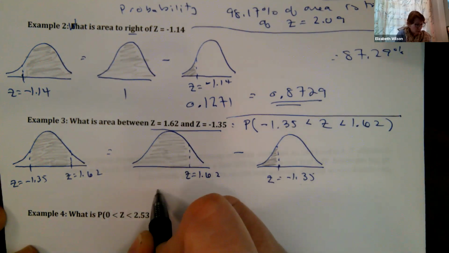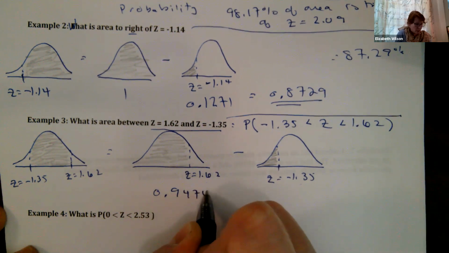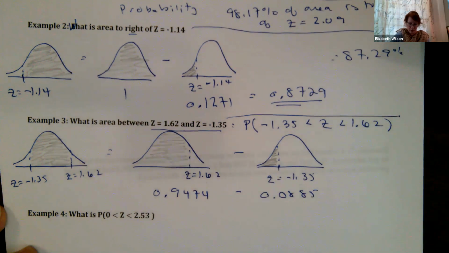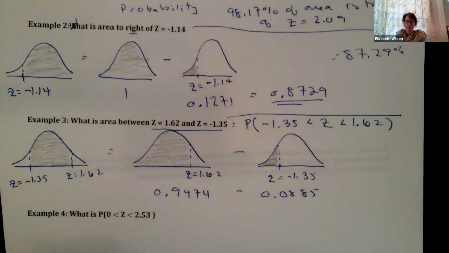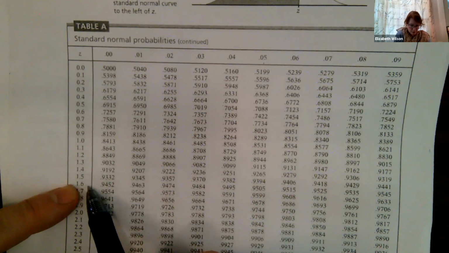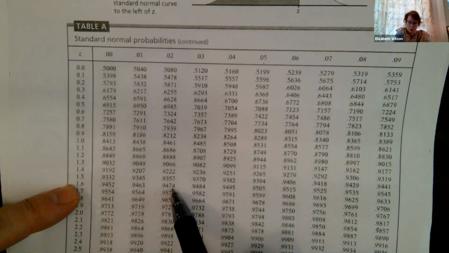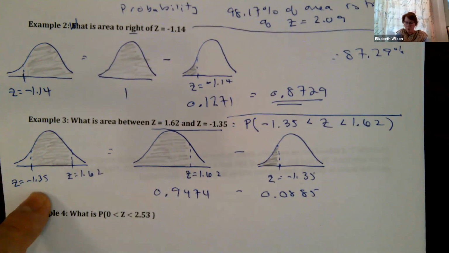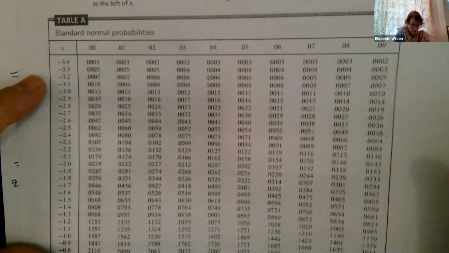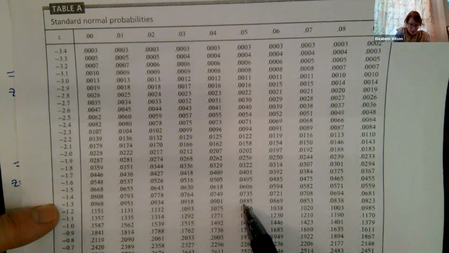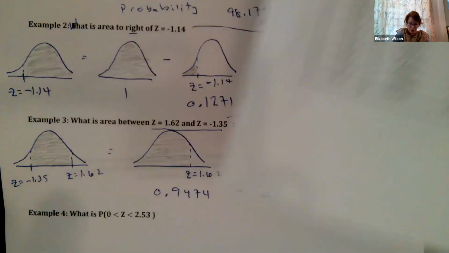So this one is 0.9474 minus 0.0885. Okay, right, so for 1.62, remember, I go here, I go 1.6, right here, 0.02. That's where I got that number from. And then the other one is minus 1.35. So I go minus 1.3, and I scroll over until I get to the 5 mark, 0.0085. That's where I'm getting these numbers from. I'm reading it from the table, okay? So that's what we're learning here.